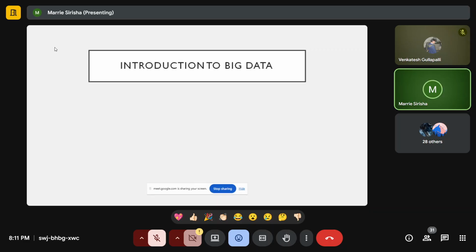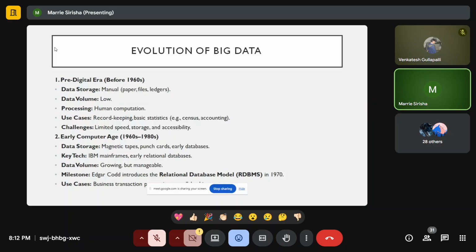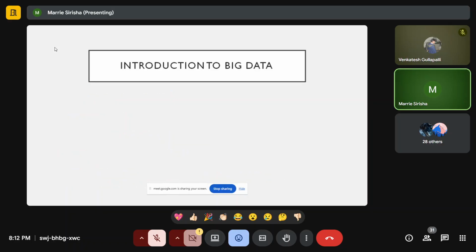You need to know before diving into introduction to big data. You should know what is big data. So big data is nothing but extremely large and complex data sets that are difficult to process using traditional data processing tools. That means, okay, that you'll get in your definition, but I'm just explaining you what is big data.